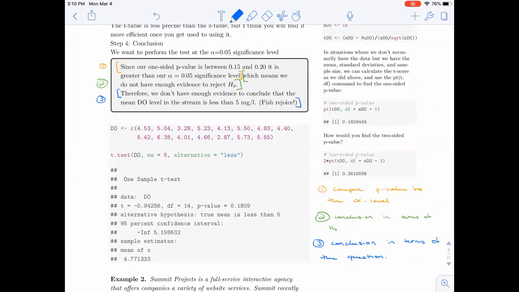Here's one thing to keep in mind. I usually make the conclusion worth 3 marks out of 7. That's a lot of marks, right? So typically a hypothesis testing question for me is 7 marks. 3 of those marks come from here.